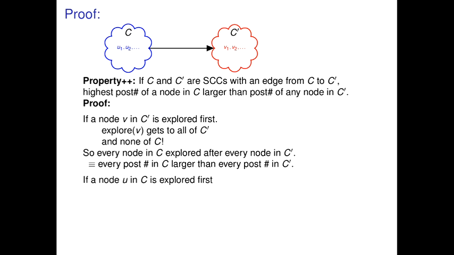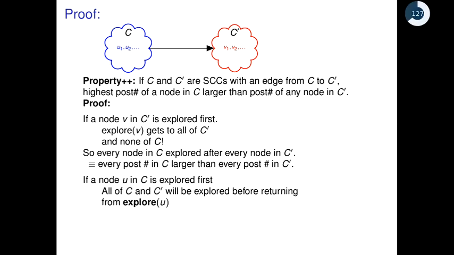Now, if a node U in C is explored first, what happens? Here, all of C and C prime will be explored before returning. Because C is strongly connected, the first node explored can reach every other node, and it will explore all the nodes it can reach in C. It can also reach every node in C prime, because it can use this edge to go across. And from any node in C prime, you can reach every other node in C prime. So all of C and C prime will be explored before it returns.